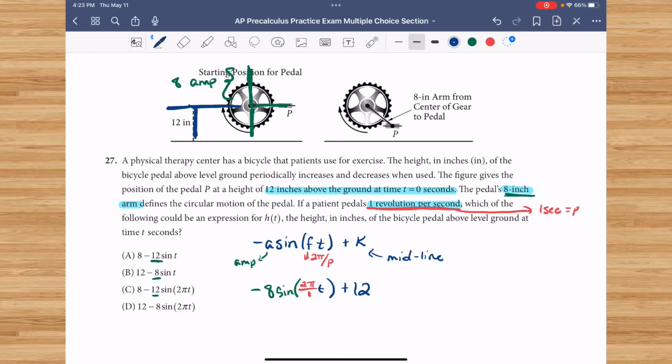So identifying which of these functions have all of those features is going to be D. They are putting that midline out front, minus 8 sine. So there's my amplitude of 2 pi over t, my frequency. So the correct answer here is D.